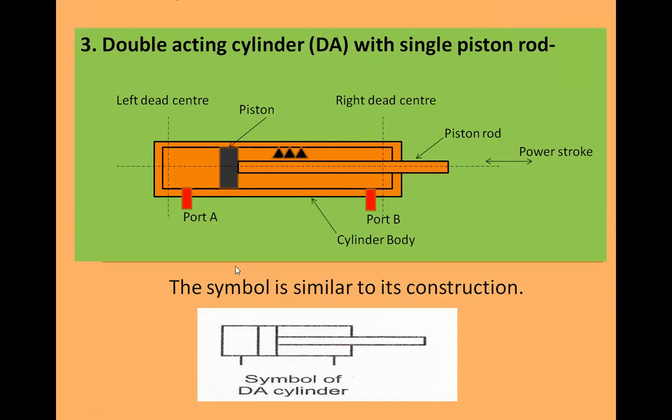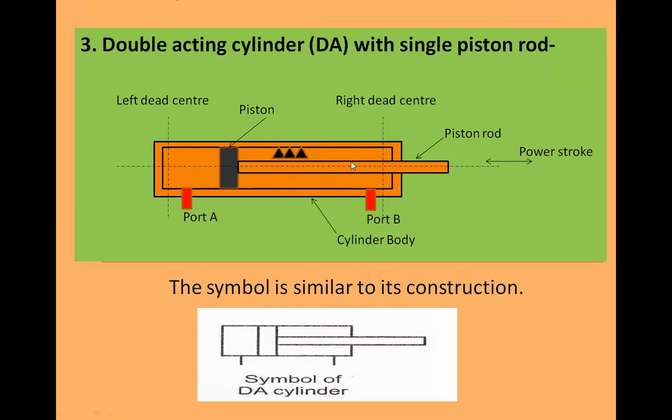So please just see on the screen. As with the single acting cylinder, here also we have the cylinder body. Now to take fluid or oil inside that cylinder, we have the port A. This is the left dead center of the cylinder, and here is the right dead center.